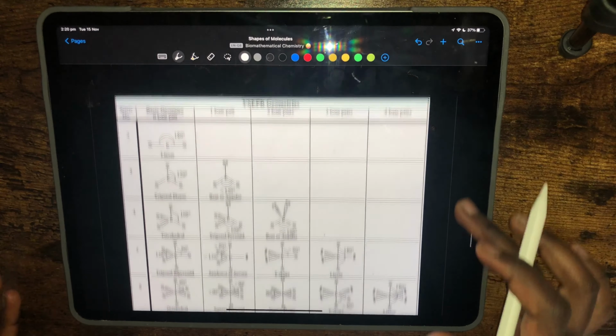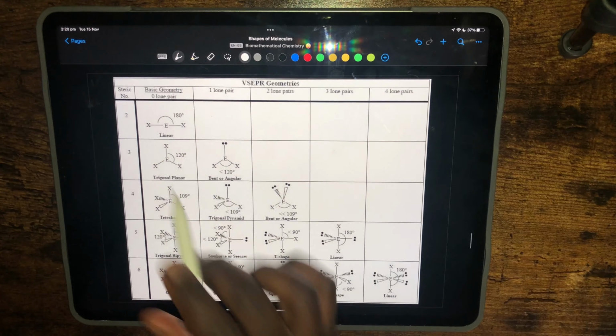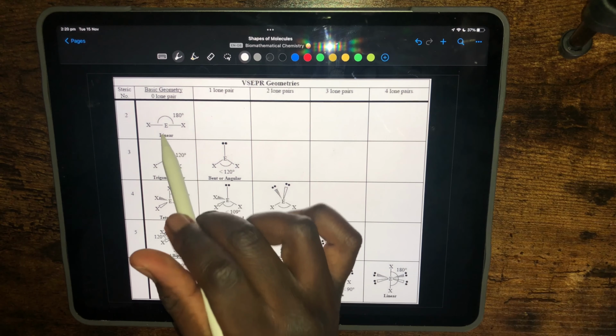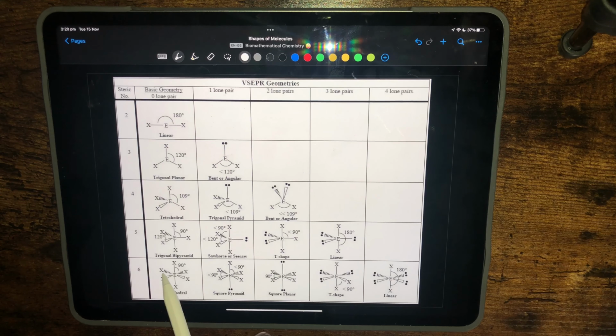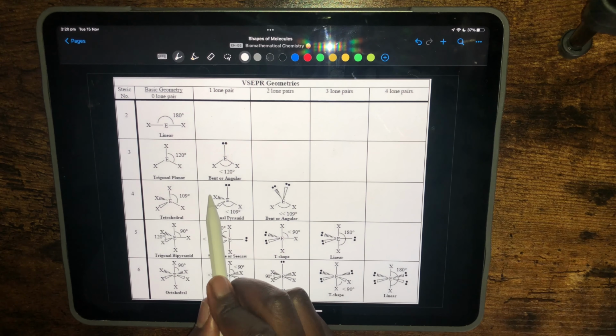So here's every single example. If I have 0 lone pairs, just the ones I went over before: linear, trigonal planar, tetrahedral, trigonal bipyramidal, octahedral. And if I have 1 lone pair, bent or angular, trigonal pyramidal.